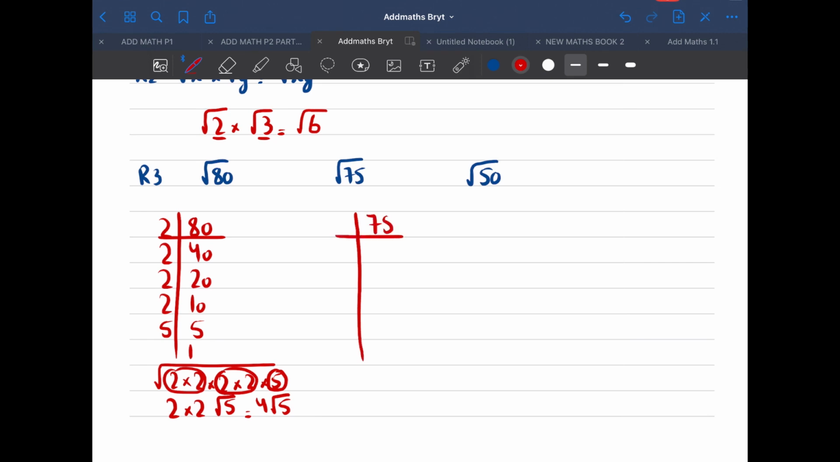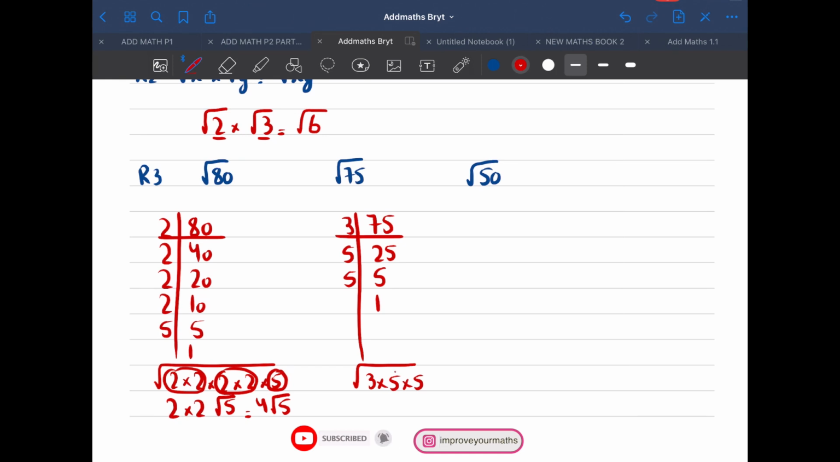75. It doesn't come in the 2 times table. Let's try with 3. 3 25s, then 5 5s, and then 5 1s. So I'm going to write here 3 into 5 into 5. When 2 fives come in square root, that means under root 25. The value of this becomes 5 and under root 3 is left alone. Do you get this? Now let's try one last one.